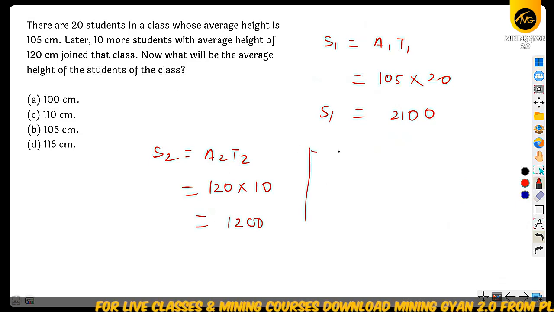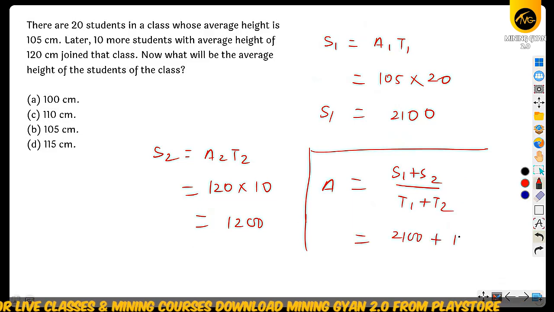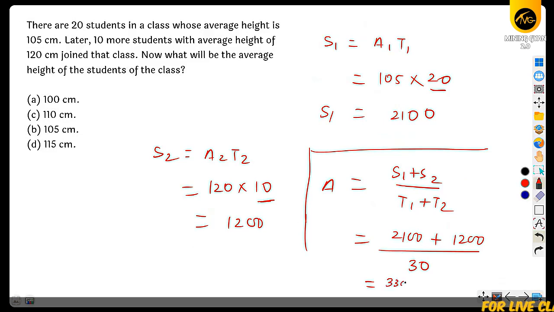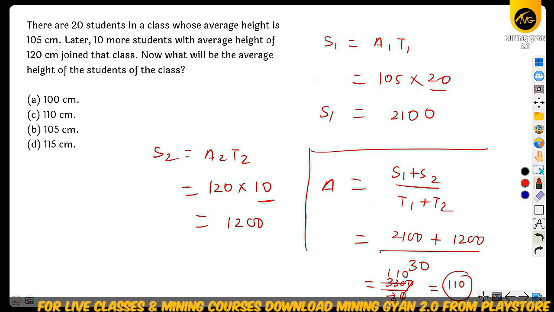Now A is equal to S1 plus S2 divided by T1 plus T2. S1 is 2100 and S2 is 1200, divided by T1 plus T2. T1 is 20 and T2 is 10, that means 30. Just add the numbers, it will be 3300, and divided by 30. So 110 is the new average of the height of the students of that class.